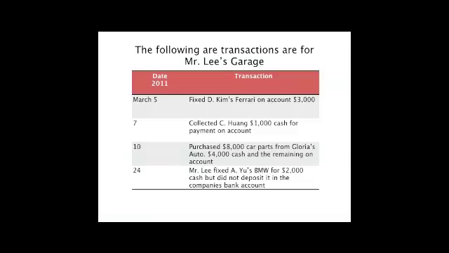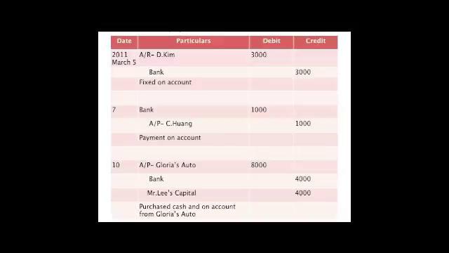Here is a list of transactions for Mr. Lee's garage. According to this, we are going to make a general journal. I will explain a few of the transactions. The second transaction states that we collected Si Huang's 1,000 cash for payment on account. So I debited bank 1,000 and credited accounts receivable Si Huang 1,000, because at first Si Huang owed the company $1,000 and now the transaction states that $1,000 is being collected from Si Huang, which means that Si Huang had paid back what he owed to the company.